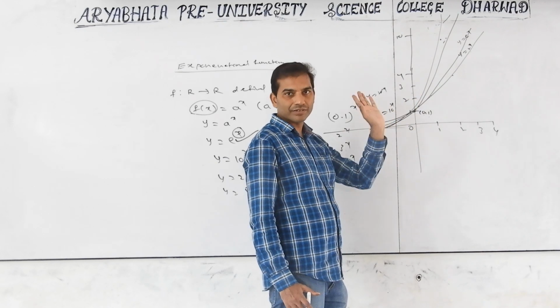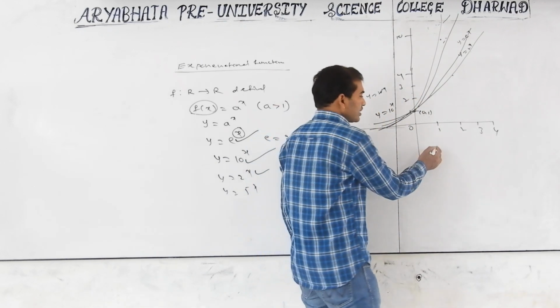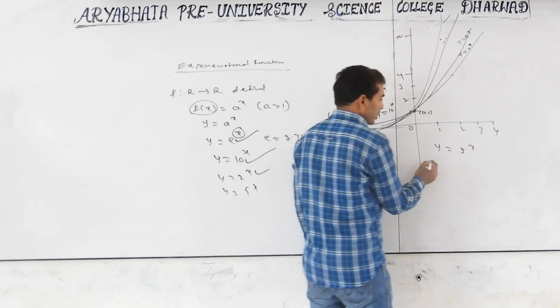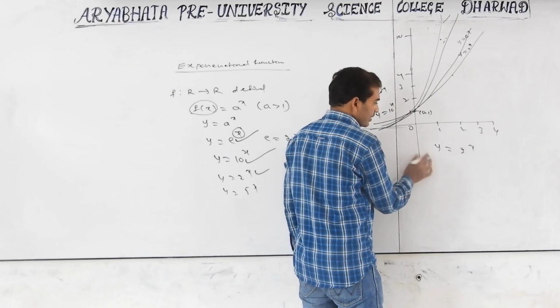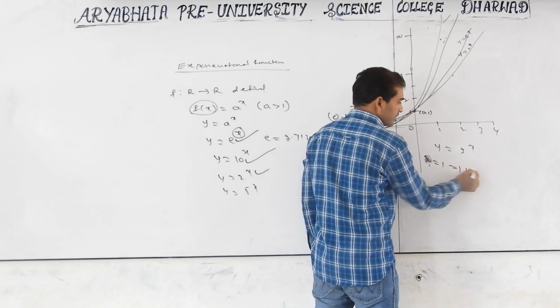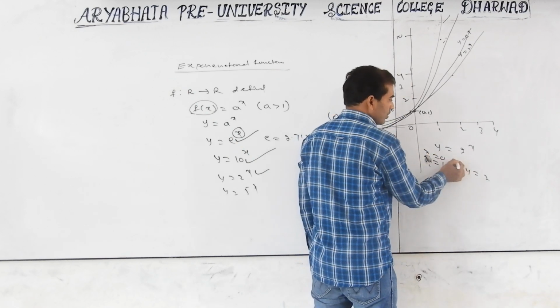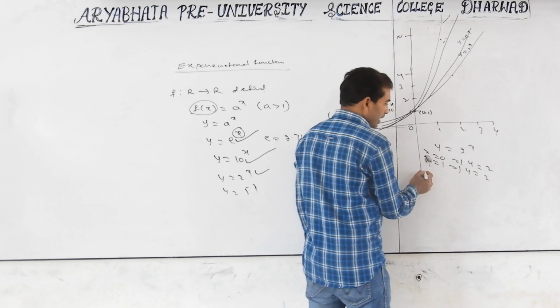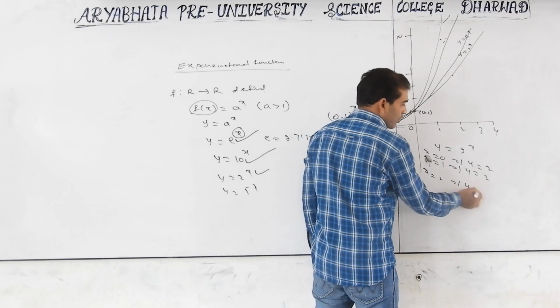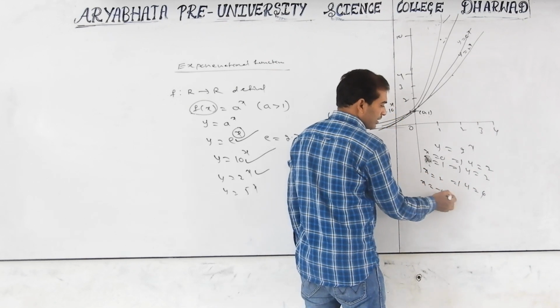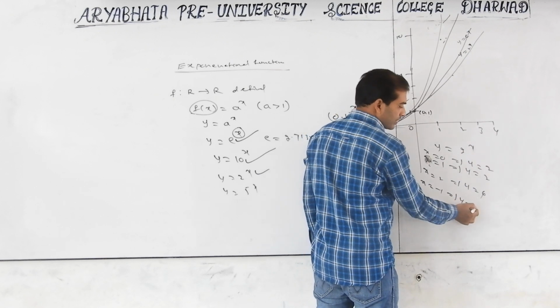The range is positive real numbers. See, y is equal to 2 power x. If x is equal to 1, then y is 2. If x is 0, y is 1. If x is 2, y is 4. If x is minus 1, then y is 2 power minus 1.